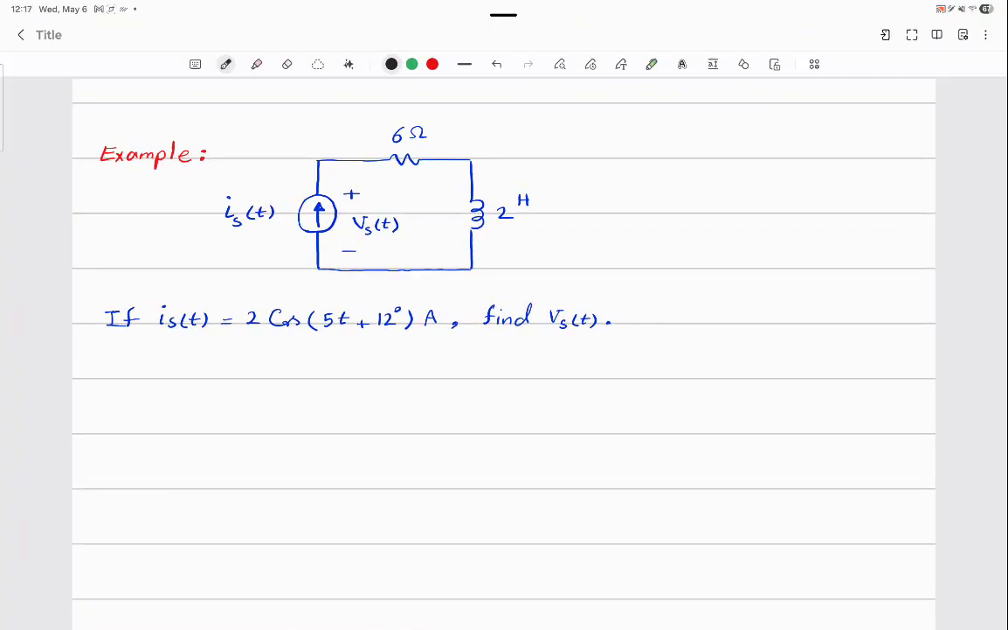Okay. Now let's do it using phasor domain. What is the first step if you want to use phasor domain? Transform everything from time domain to phasor domain.